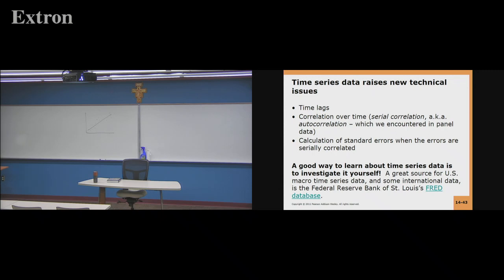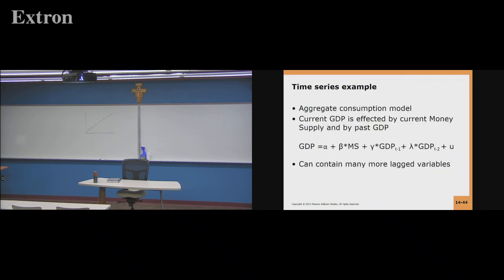And they suggest a good way to learn about it is to investigate for yourself, so play around with stuff on FRED. Here's an example of a very simple time series model. Here's our aggregate consumption model from the example I mentioned a minute ago. So current GDP is going to be affected by the money supply in the current period, and then by past GDP. In this case, I include two lag terms of GDP. So GDP in 2019, this year, is affected by this year's money supply, and then last year's GDP and GDP from the year before that.